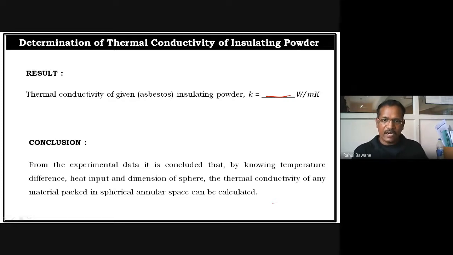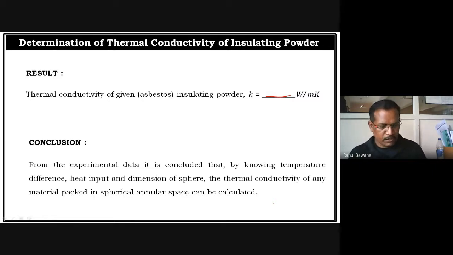So we learn that if we know the temperatures, if we know the heat input, and if we know the shape and geometry in which that powder is packed, then with all these inputs we are able to find out the thermal conductivity of any material. That is our conclusion.